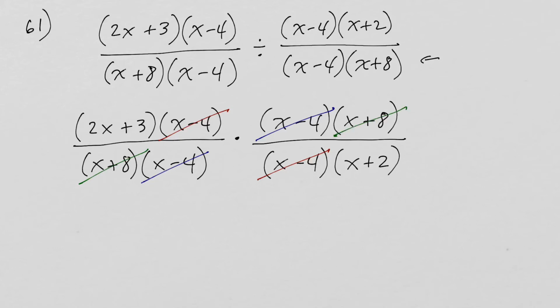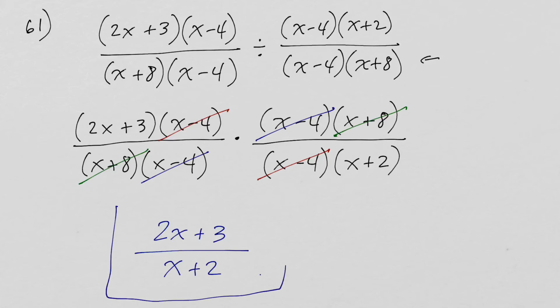So my final answer is going to be 2x plus 3 over x plus 2. And I don't have the parentheses because they would be redundant. I cannot cancel those two x's because those are terms at this point and not factors. So that's my final answer.